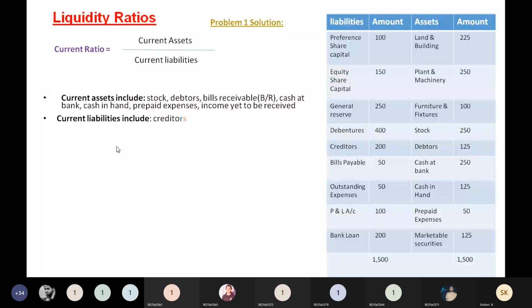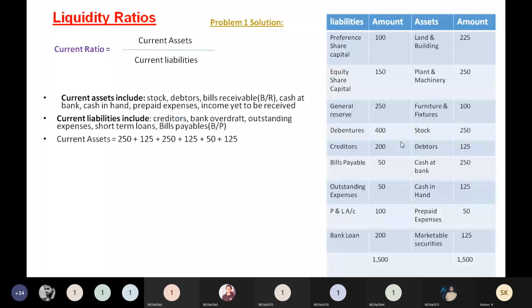Instead of giving this list, you first write current assets is equal to stock plus debtors plus cash at bank plus cash in hand plus prepaid expenses plus marketable securities. Okay. And then you give here stock is 250, no? 250 plus 125 plus 250 cash at bank, and 125 is cash in hand, and 50 comes under the prepaid expenses, and 125 is marketable securities. So now you can substitute and use the calci.